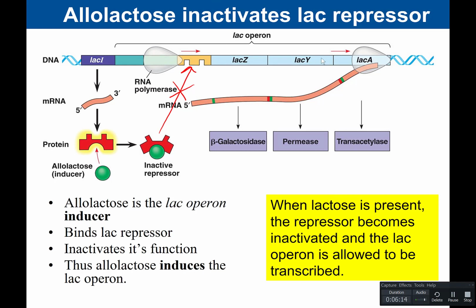We need to turn on transcription, and we need to make the mRNA for these 3 genes and then make the proteins for these 3 genes. And so again, this is what we call an inducible system. Default position is off. So when lactose is not present, this is going to be off. However, when lactose is present, it's going to form allolactose, which serves as the inducer, and it's going to turn on transcription of these genes.